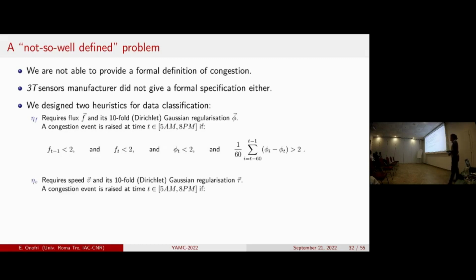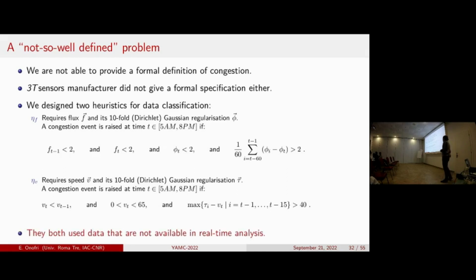And we did the same thing also for the speed in a very similar fashion, requiring that the speed is indeed below 65 kilometers per hour, because otherwise it doesn't make sense to talk about congestion, but of course that the average velocity of the time window is higher than 40 kilometers per hour, for the same reason as before. So they both use data that are not available at the time, because they use this regularized version that also looks into the future, and because otherwise we would not have a machine learning tool if we had heuristics.